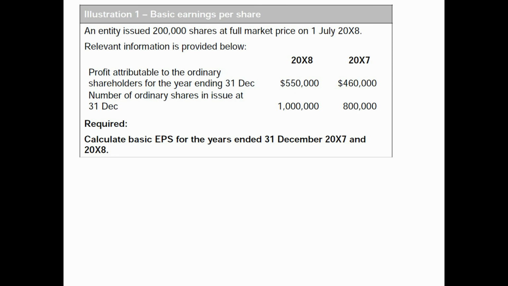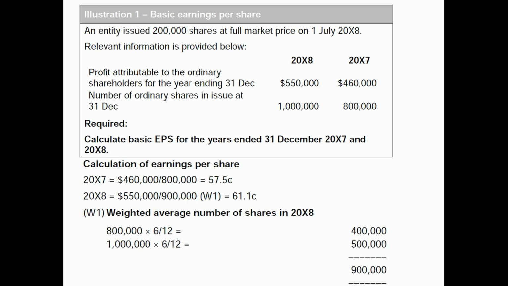As per this case study, the 2007 profit is $4,60,000 and 2008 is $5,50,000. The number of ordinary shares in 2007 is 8 lakhs, but in 2008 it increased from 8 lakhs to 10 lakhs. That means 2 lakh shares increased. With this, it is required to calculate the EPS for 2008.